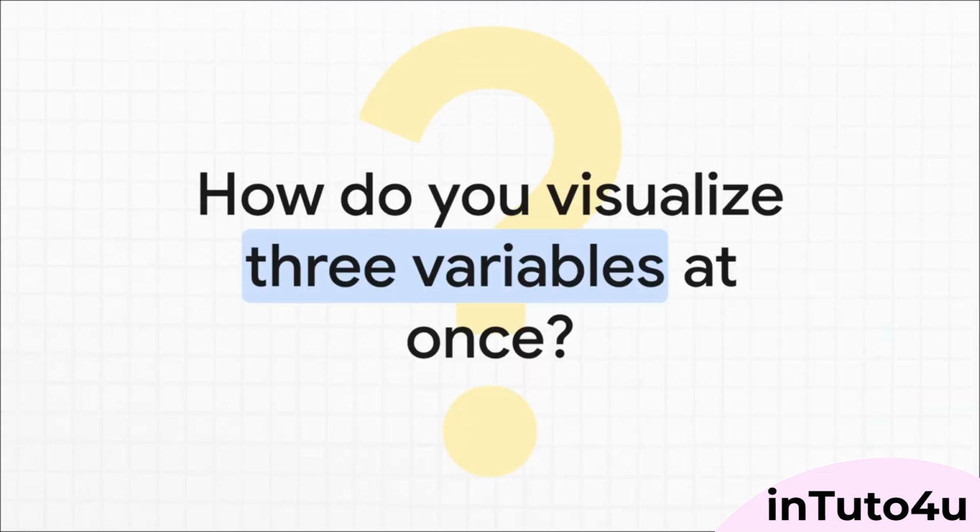Okay, let's just jump right into the core problem. We live in a 3D world, right? But our screens are paper. They're all flat. So how in the world do you show the relationship between three different things at the same time? A simple line chart can handle two variables, no problem.